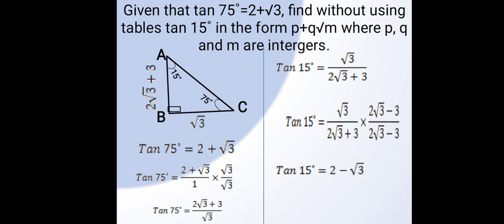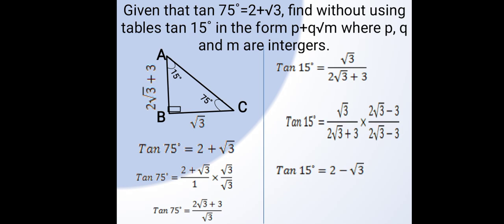Given that tan 75 is equal to 2 plus the square root of 3, find without using tables tan 15 in the form of P plus Q into the square root of M, where P, Q, and M are integers. Now we can appreciate this question by having a right angle triangle. For a right angle triangle, we know that the remaining angles must add up to 90. Now if one angle is 75 degrees, then the other will be 15. You can clearly see how I have indicated that in the triangle.